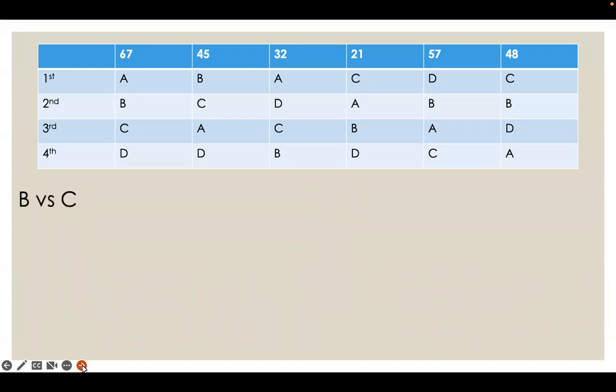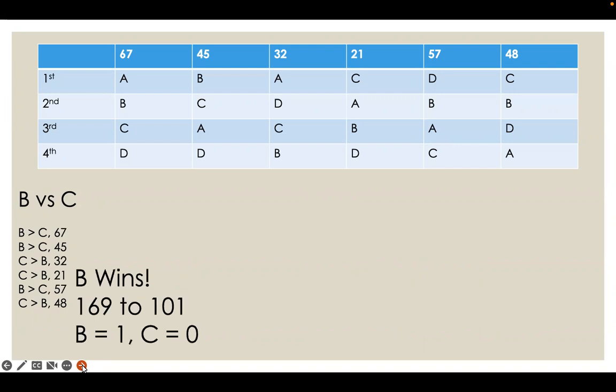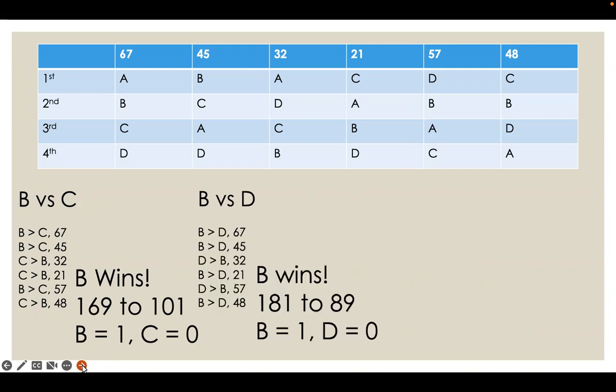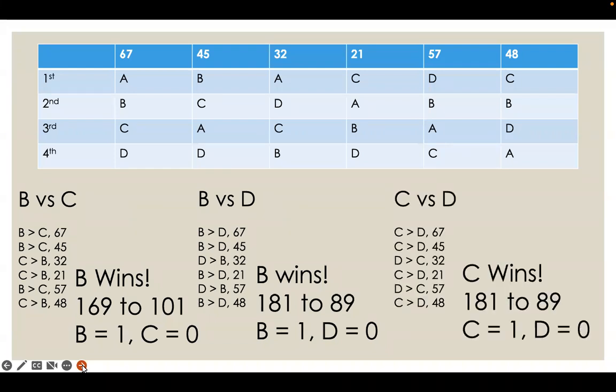So let's go B versus C. And then we do the same thing. In the first column, B is higher than C. B gets 67 votes. In the second column, B is higher than C. B gets 45 votes, and so on. B wins 169 to 101. B gets a point. B versus D, same idea. B wins 181 to 89. B smoked D. B gets a point. D gets 0. C versus D. C wins. Again, D gets smoked.